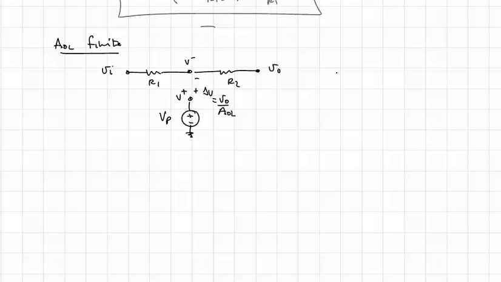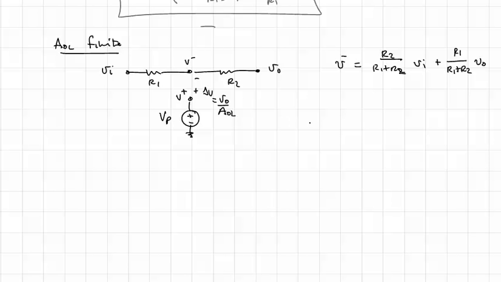So I'm going to write an expression for V minus as a superposition of VO and VI, and this is just a simple voltage division. So turning VO off, we see that V minus would be equal to VI times R2 over R1 plus R2. And turning off VI, VO would contribute to V minus according to R1 over R1 plus R2.